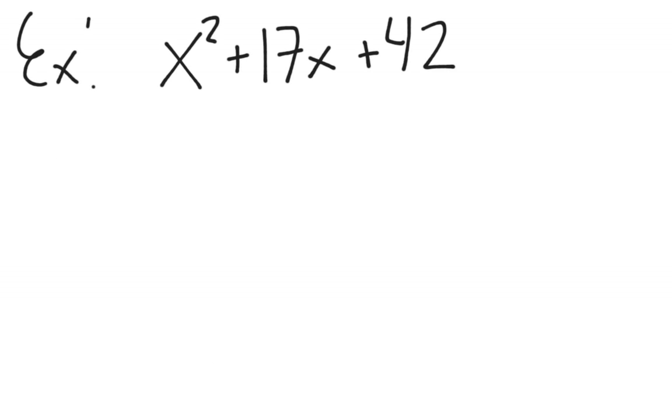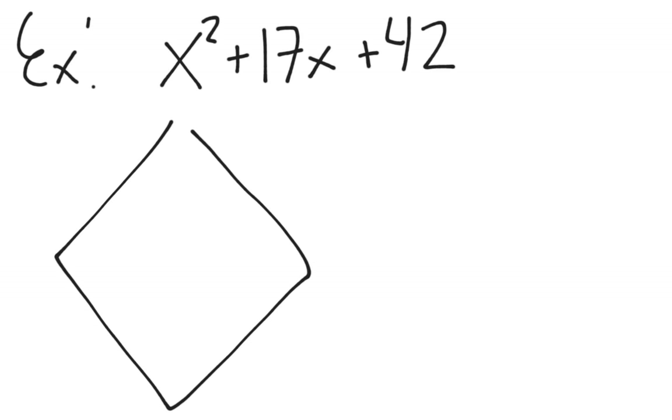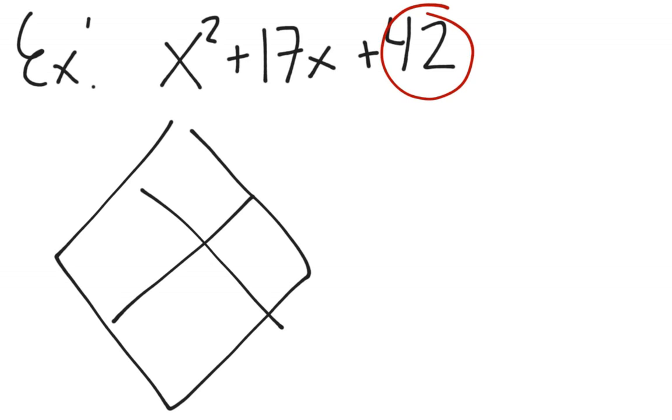So here I have a polynomial that I want to factor. And that polynomial is x squared plus 17x plus 42. My first step is to make that diamond. 42 on top, 17 on the bottom. I'm going to ask myself what multiplies to 42 and adds to 17.